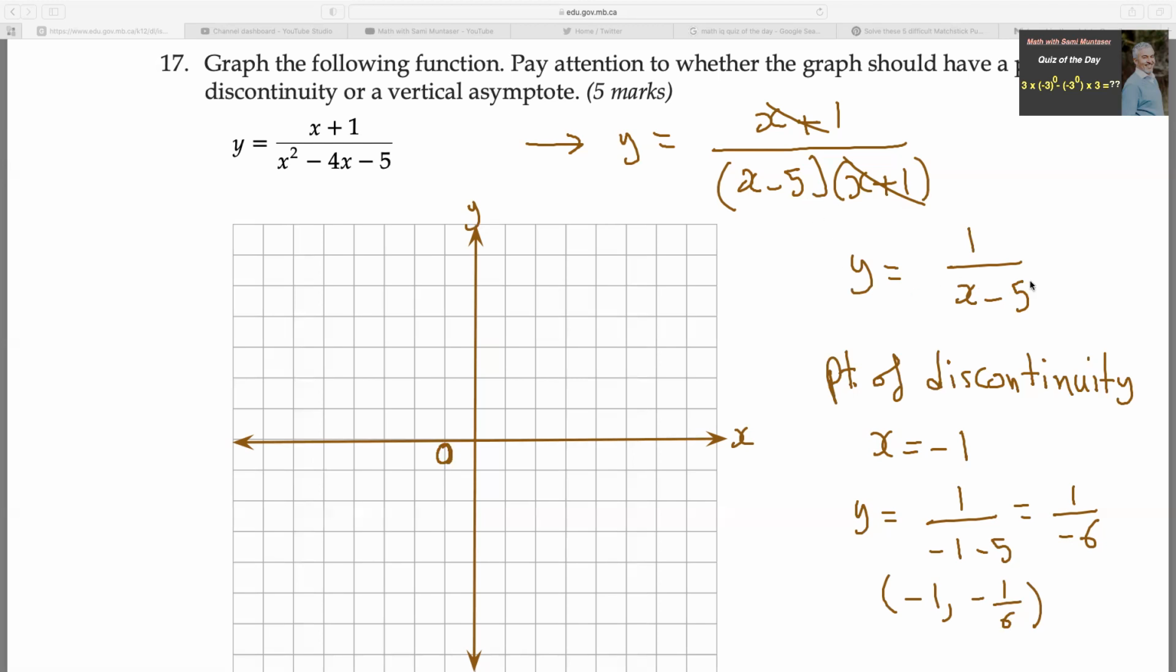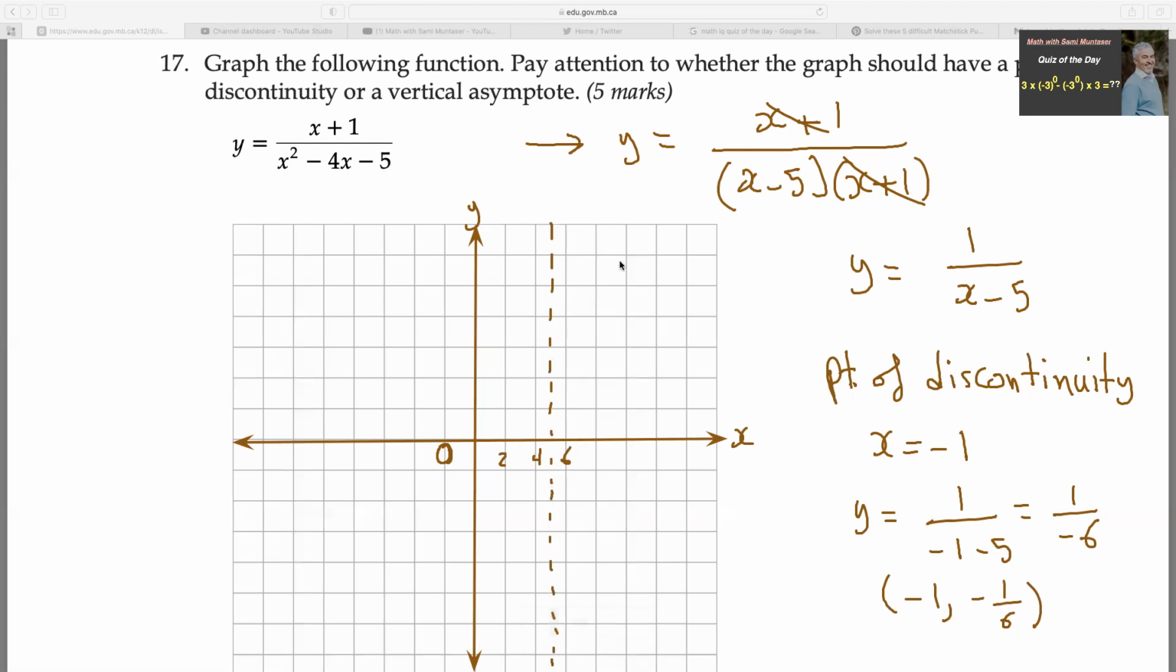Also, looking at this, we have a vertical asymptote at x equals 5. So 1, 2, 3, 4, 5. I think I'm just going to scale by 2s here to 6. So 5 would be right here. So I have a vertical asymptote right here.